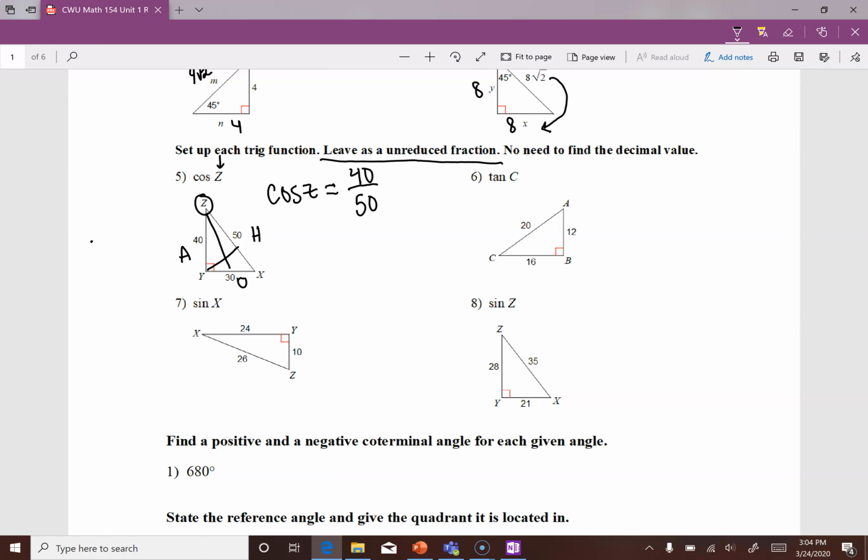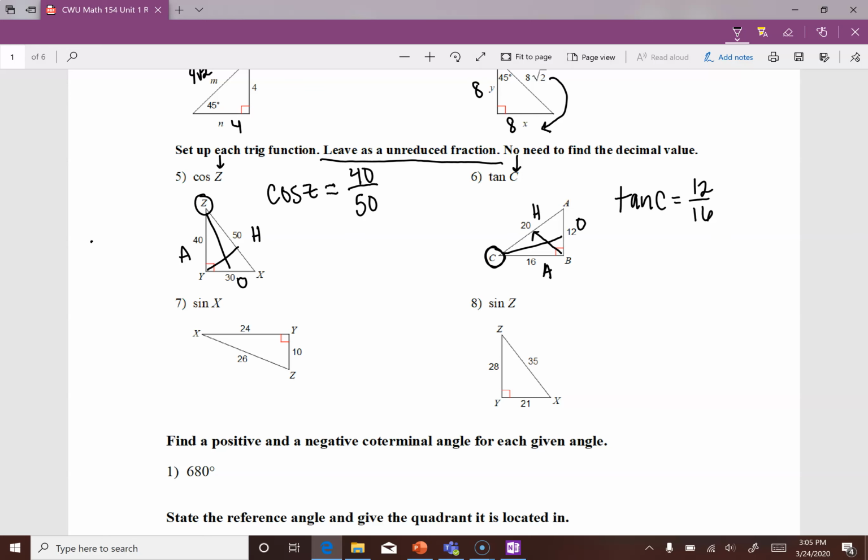All right, next one here is tangent of C, which is opposite over adjacent. We are going to go ahead and circle our C because there's a C here. Label my opposite. Across from my 90 is my hypotenuse, and I'm left with adjacent. So tangent of C is equal to opposite over adjacent. In this case, 12 over 16.